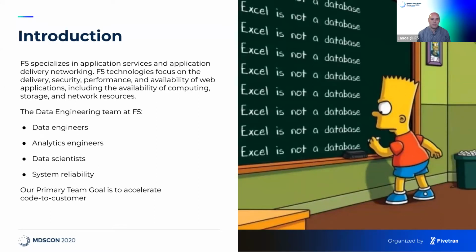So one of the primary goals that I have for the team is what I call code to customer or time to insight. And how do we move it faster so that we have code to customer, code to consumer as fast as we can? And how do we minimize the time to insight so that people can make use of the data faster?